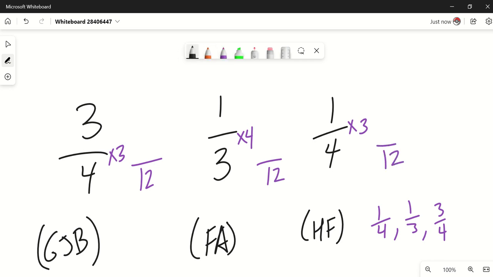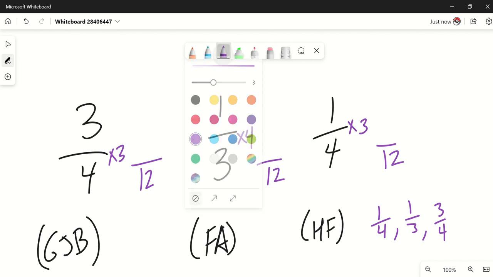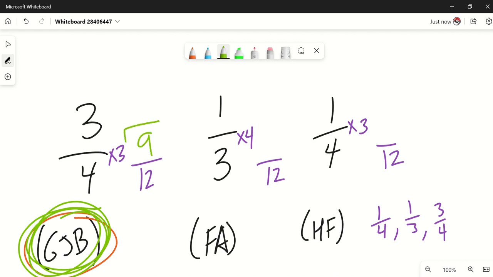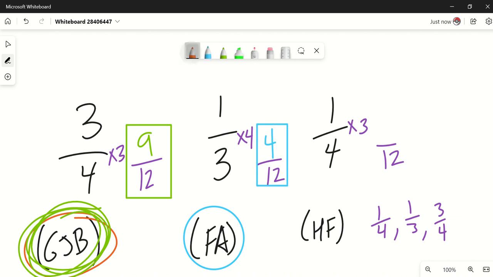I'm going to use a different color for each one of these now. So our green June beetle, probably should have used green for that. Let's undo that. Our green June beetle will be 3 times 3, 9/12. Our fire ant will be 1 times 4, will be 4/12. And our housefly will be 1 times 3, 3/12.